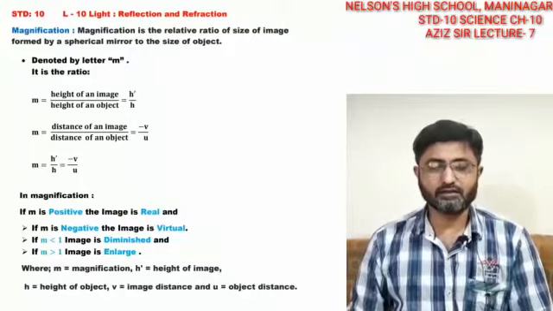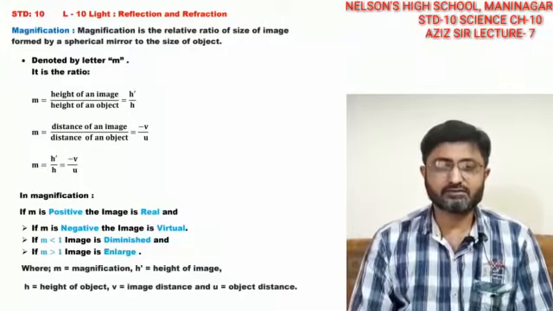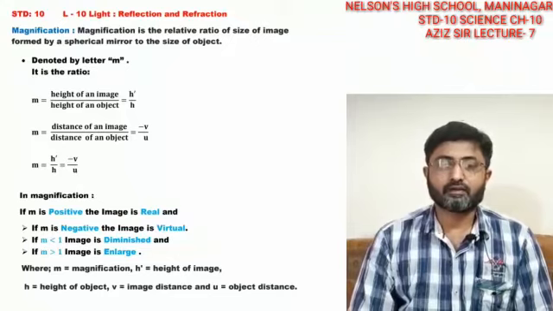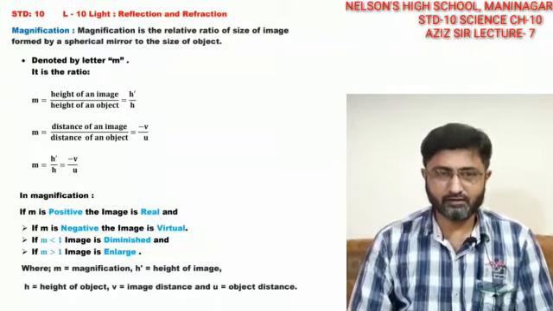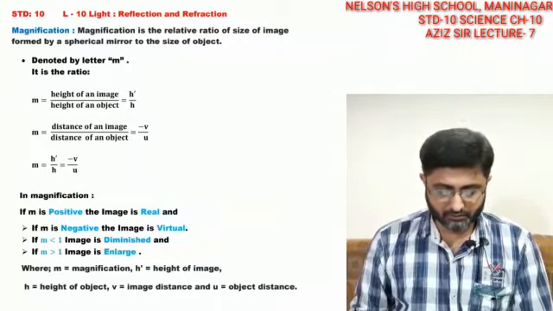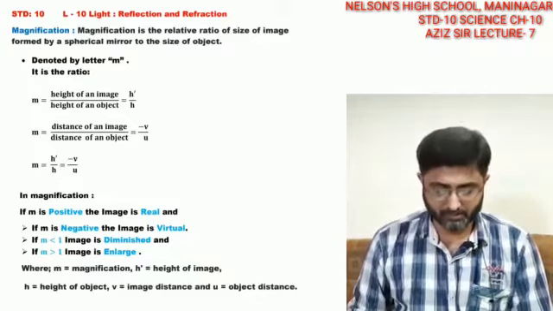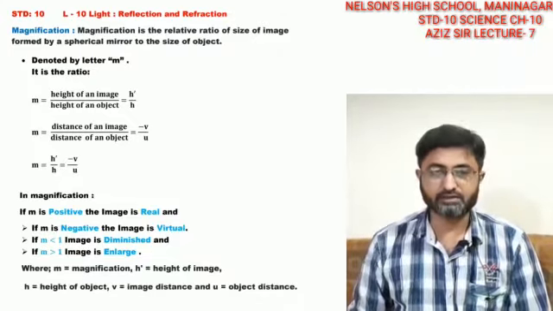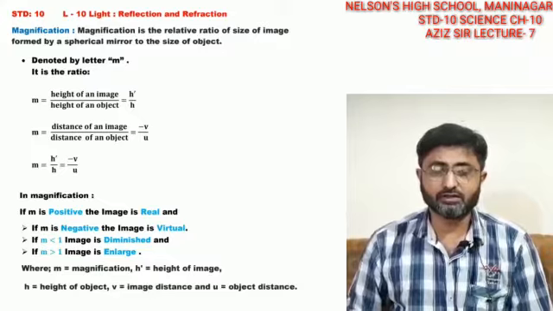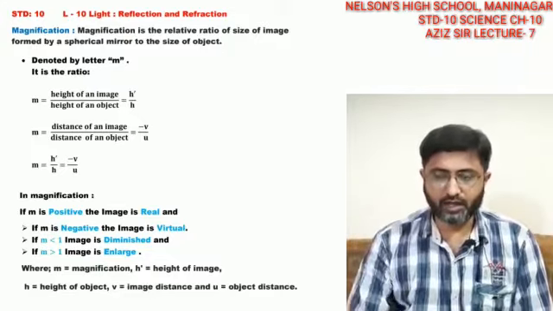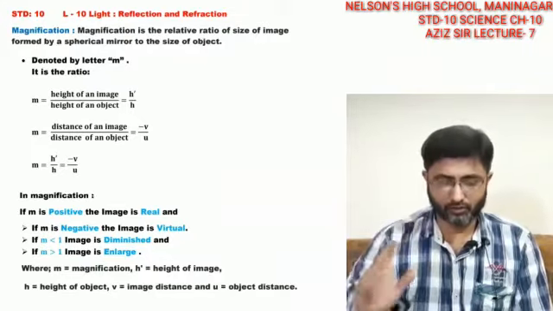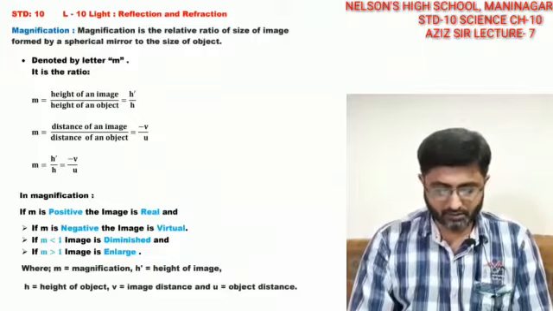Welcome friends, in lecture 7 of Science, Lesson 10, Light: Reflection and Refraction, and from the mirror formula we will learn the next topic, that is magnification. Now what is magnification? It is nothing but the ratio of the height of an image upon the height of an object for spherical mirrors.